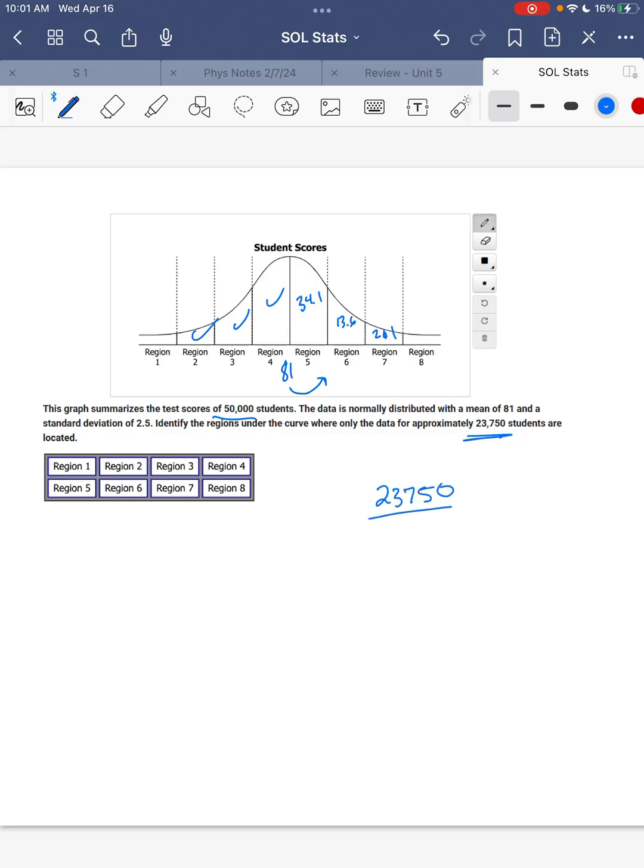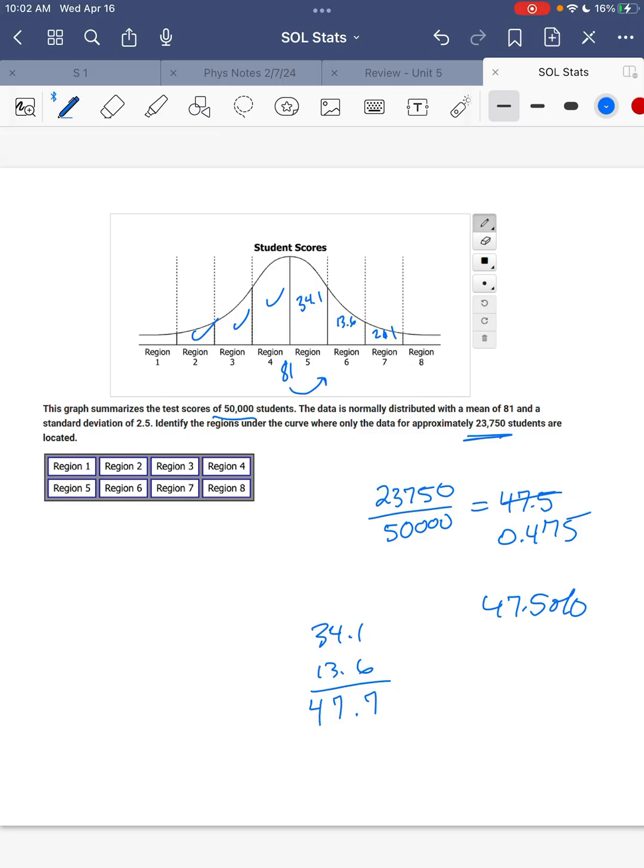So I need to know what that is. So 23,750 divided by 50,000. Because they're asking me for a certain percentage, and I need to know that percentage. So 23,750 divided by 50,000. So it's 47.5. It's actually 0.475, but that's 47.5%. All right, so here we go. So look, if you take 34.1 and 13.6, that's 7 there, this is 7, and then that's 4. So look, it's basically 47.5.